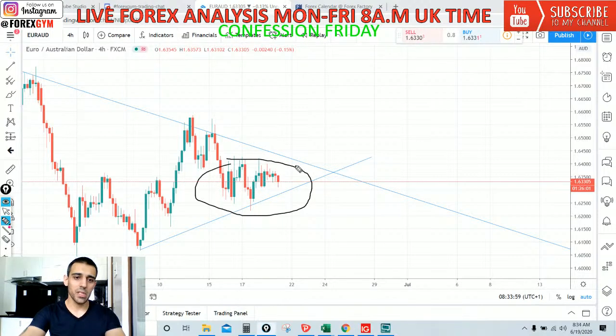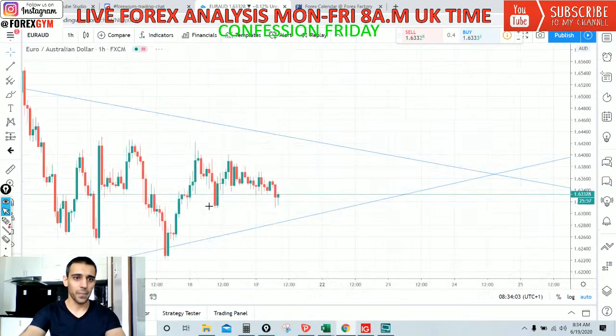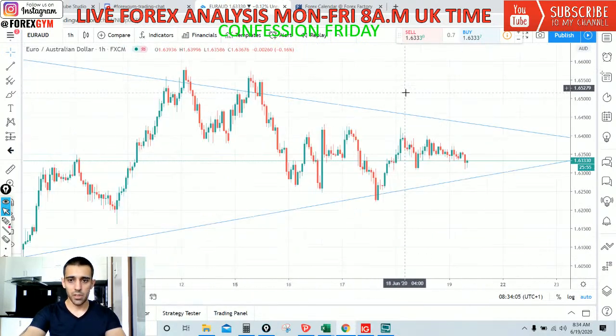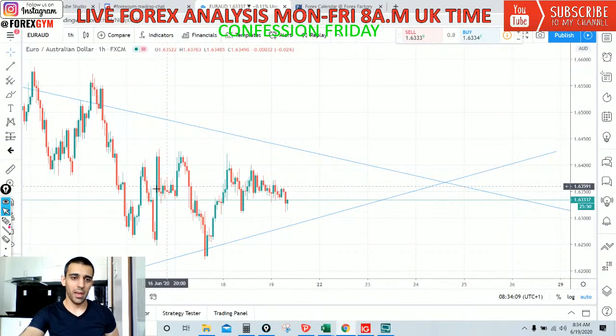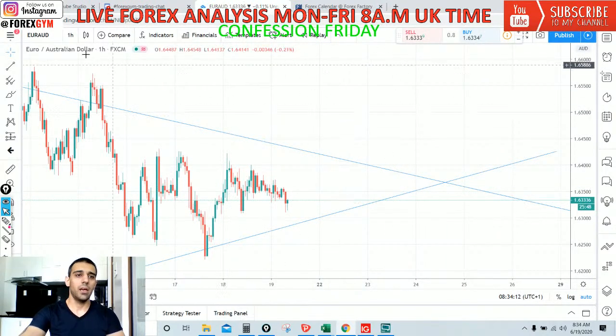Look at the 4-hour time frame, it's in a choppy range. There's nothing really going on with the Euro Aussie, unfortunately. But yeah, this is untradeable. So for now, unless the price does something, we're not going to trade this Euro Aussie.